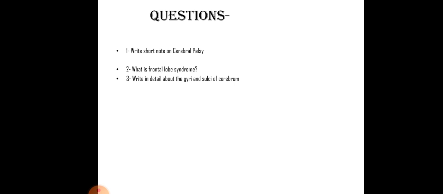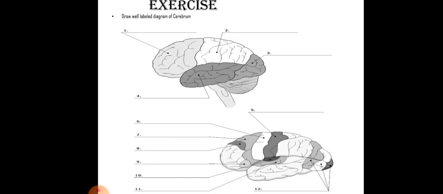Then the questions related to this topic which can be asked in your exams, like a short note on cerebral palsy, and what is frontal lobe syndrome. So you have to mention the signs and symptoms which are because of injury to the frontal lobe. Then write in detail about the gyri and the sulci of the cerebrum. So you have to mention all the gyri and the sulci which we have discussed in the previous slides.